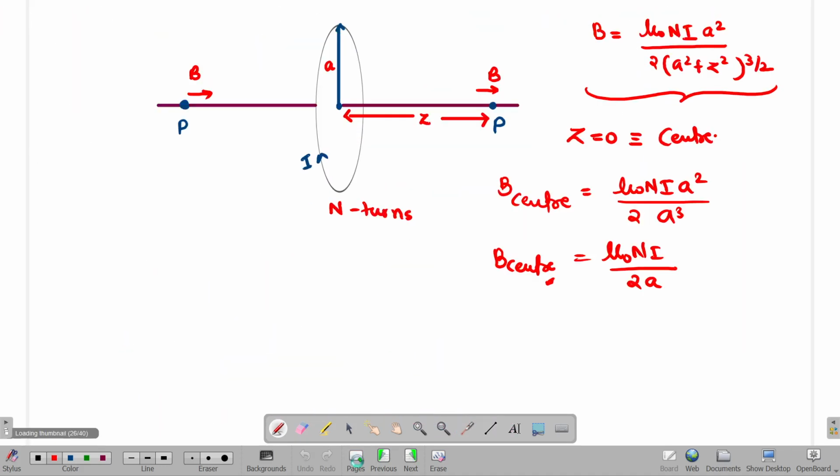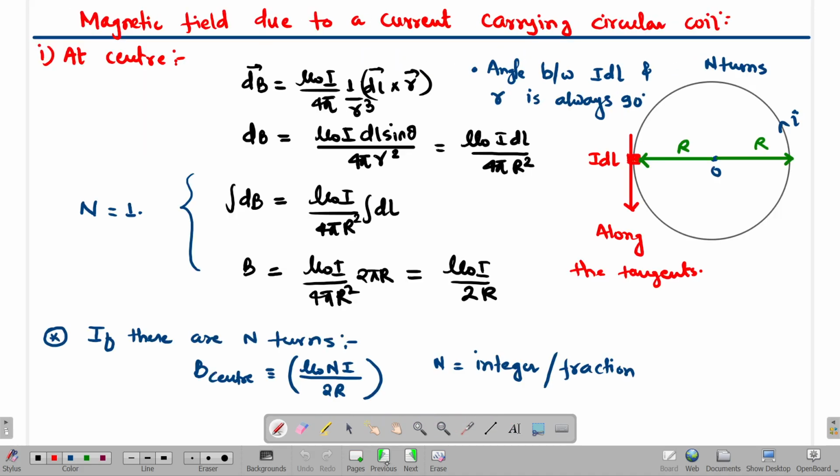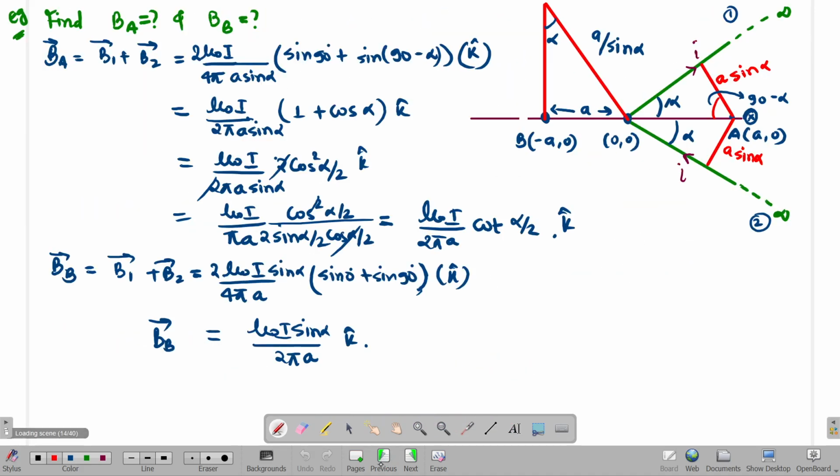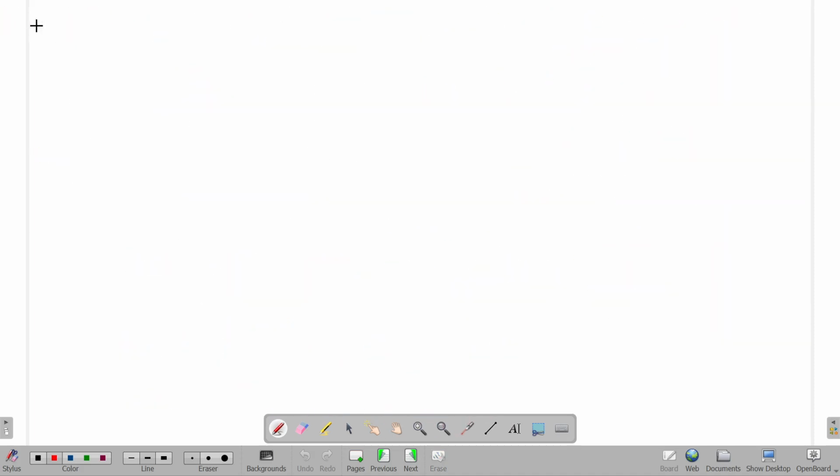Now let us take examples based on ring. We derived ring, arc, circular ring, then we did some straight line. Now we'll do questions based on combined rings and arcs and all those kinds of things. So let's take one example.